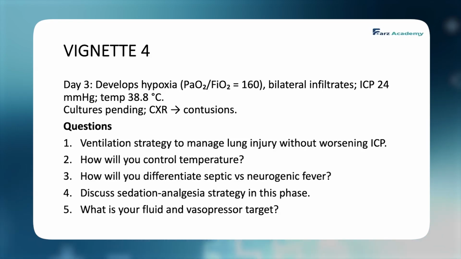So again, in septic fever, there will be high biomarkers like increased CRP and procalcitonin, and TLC. But in neurogenic fever, the biomarkers are normal, and then it is a neurogenic fever. Especially if there is a putamen bleed, then there will be high temperature. And discuss the sedation analgesia strategy at this stage.